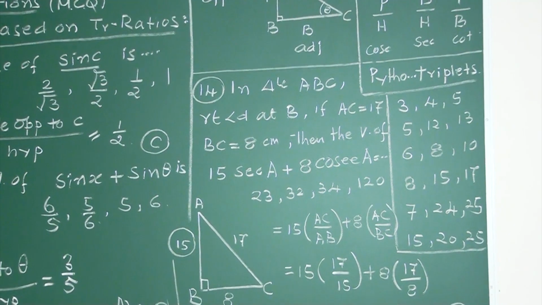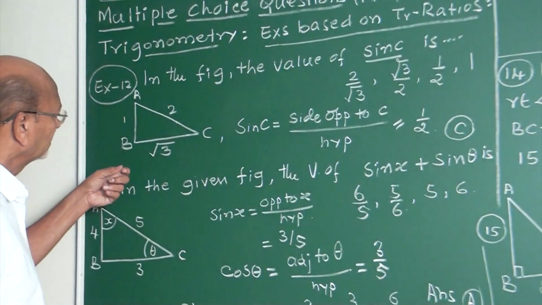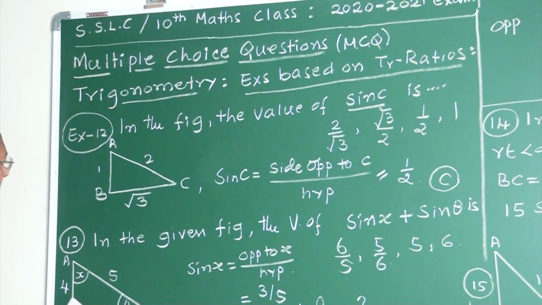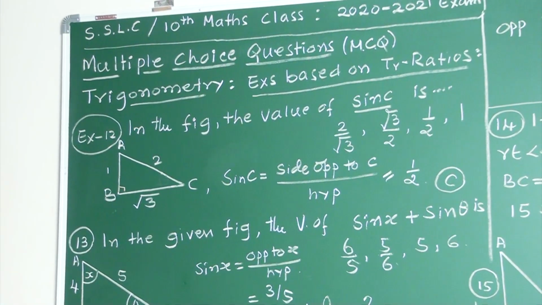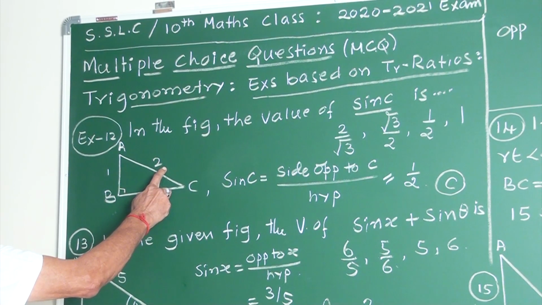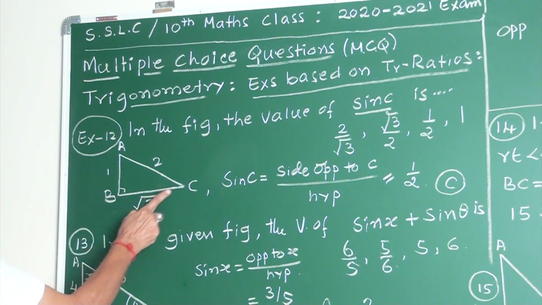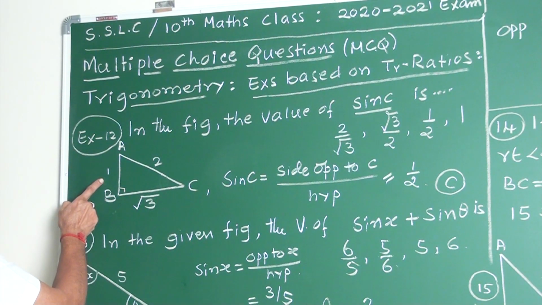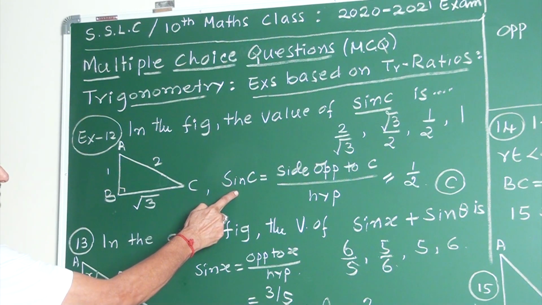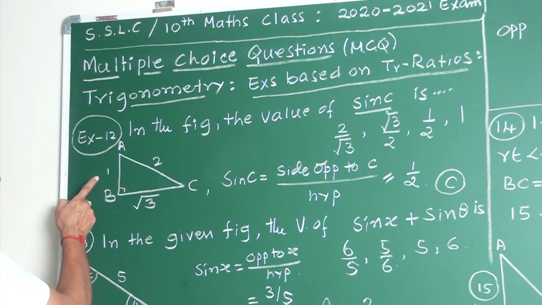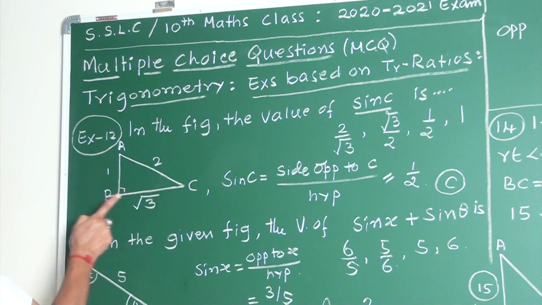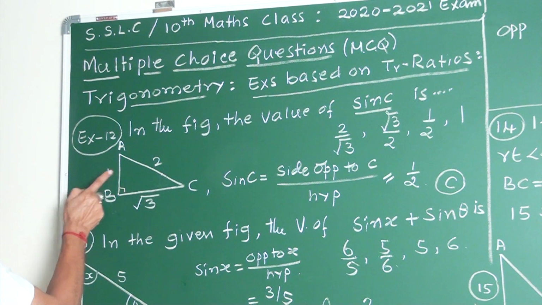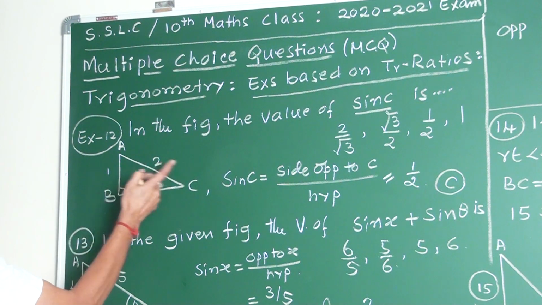The 12th example. This is the figure, triangle ABC. In triangle ABC, B is 90 degrees. Hypotenuse given is 2, BC is root 3, AB is 1. You wanted sine C. What is sine C? Opposite of C upon hypotenuse. What is opposite of C? 1. What is hypotenuse? 2. So 1 by 2. Direct answer.